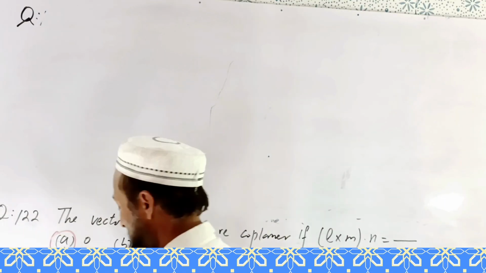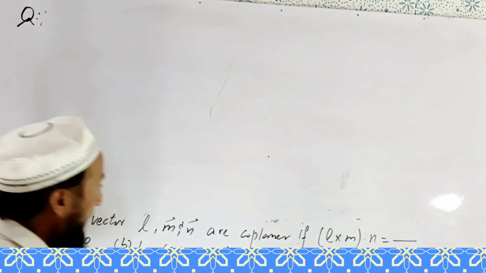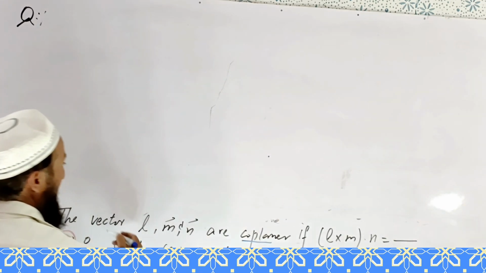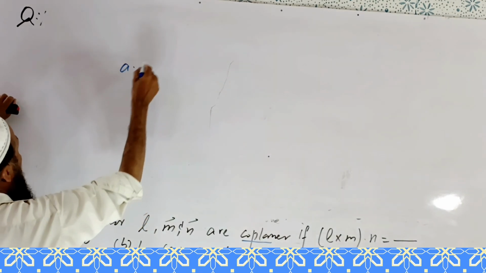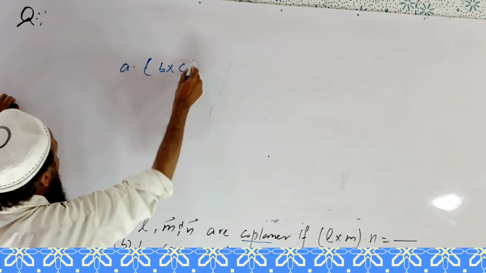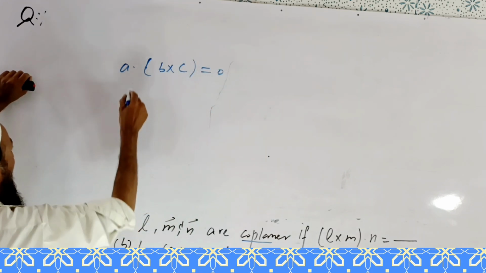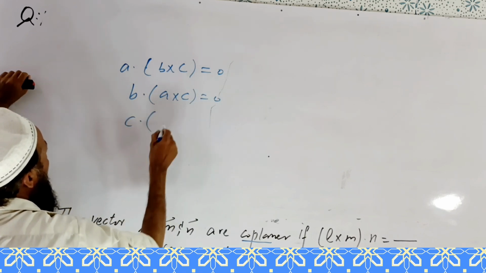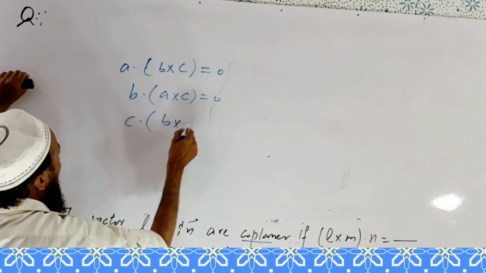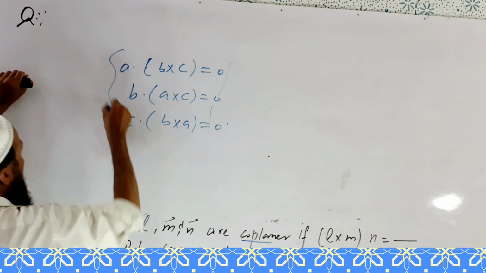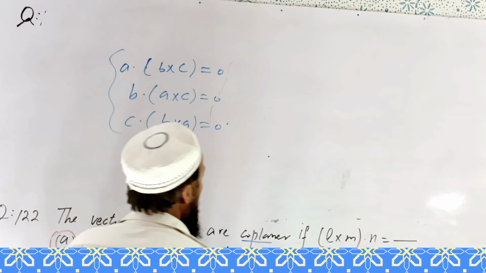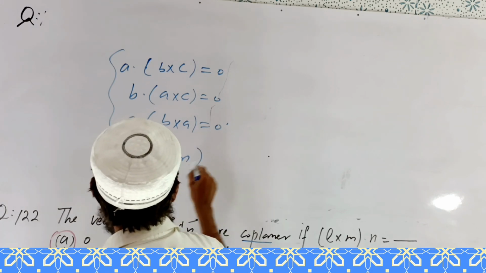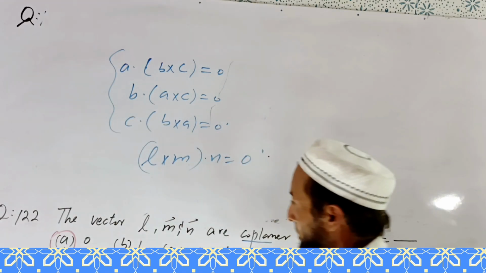In the previous video also, coplanar means that their scalar triple product is 0. A dot B cross C is equal to 0, or we can say that B dot A cross C is equal to 0, or C dot B cross A is equal to 0. All these definitions we are applying, but here it is given that L cross M dot N is equal to 0.